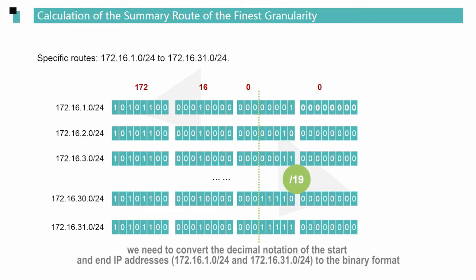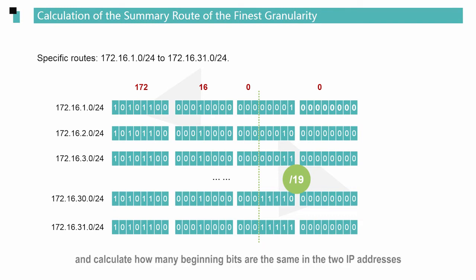To calculate a summary route of the finest granularity, we need to convert the decimal notation of the start and end IP addresses 172.16.1.0/24 and 172.16.31.0/24 to the binary format, and calculate how many beginning bits are the same in the 2 IP addresses. The first 2 bytes of the 2 IP addresses are the same, and the mask length is 24, so we need to focus on the 3rd byte. As you can see from the diagram on the screen, the bits to the left of the red dotted line are the same, and there are 19 bits in total.